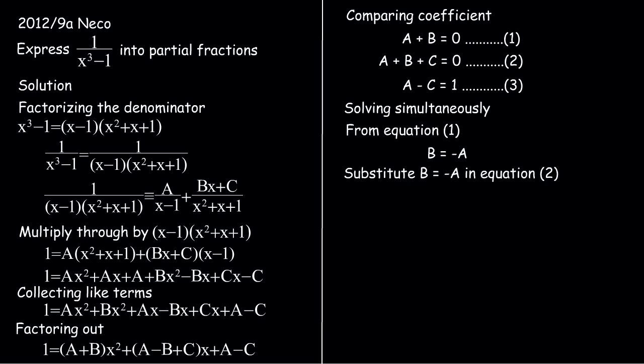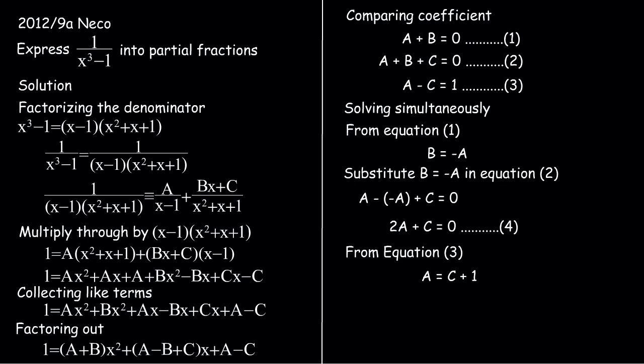So we are going to be substituting b is equals to minus a in equation 2, and doing so, equation 2 becomes a minus in bracket minus a plus c is equals to 0, which simplifies to 2a plus c is equals to 0. This will be our equation 4. Now from equation 3, a is equals to c plus 1. So substitute a equals to c plus 1 in equation 4, and when we do this, equation 4 becomes 2 in bracket c plus 1 plus c is equals to 0.